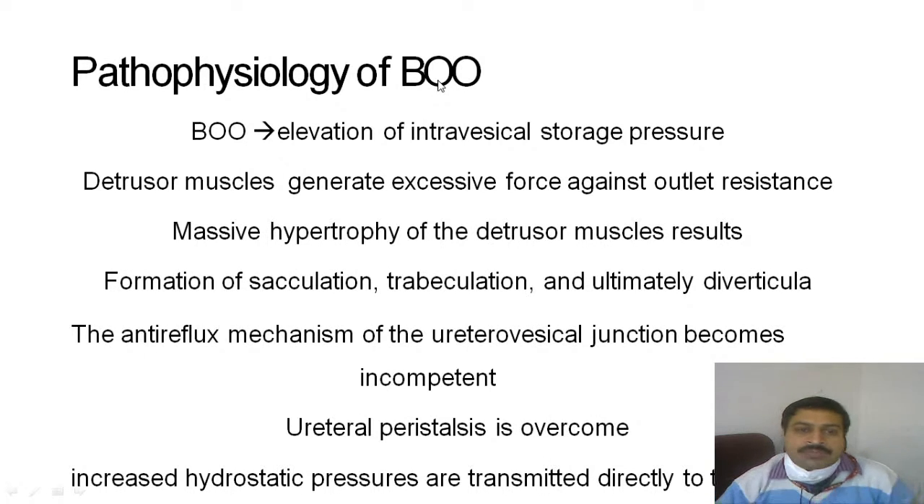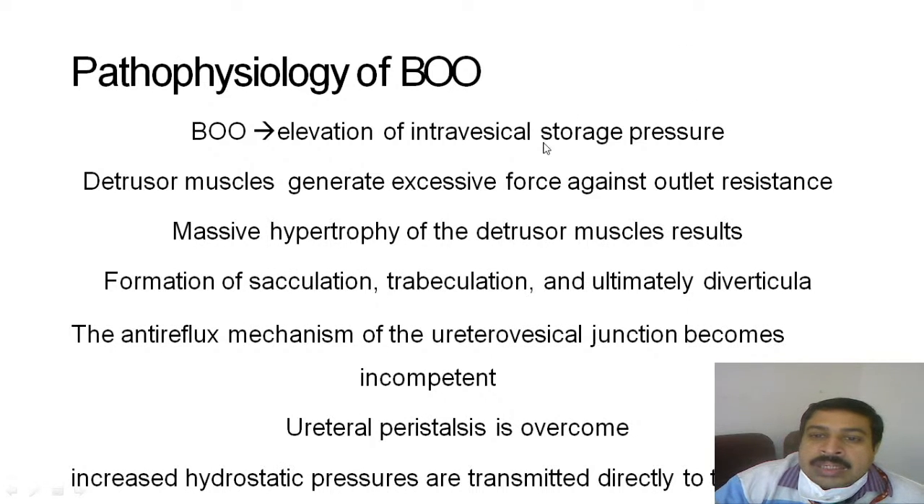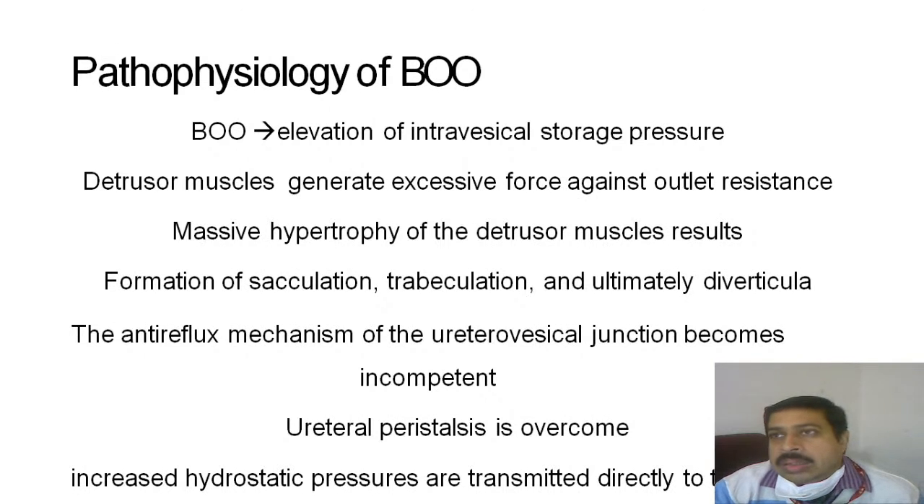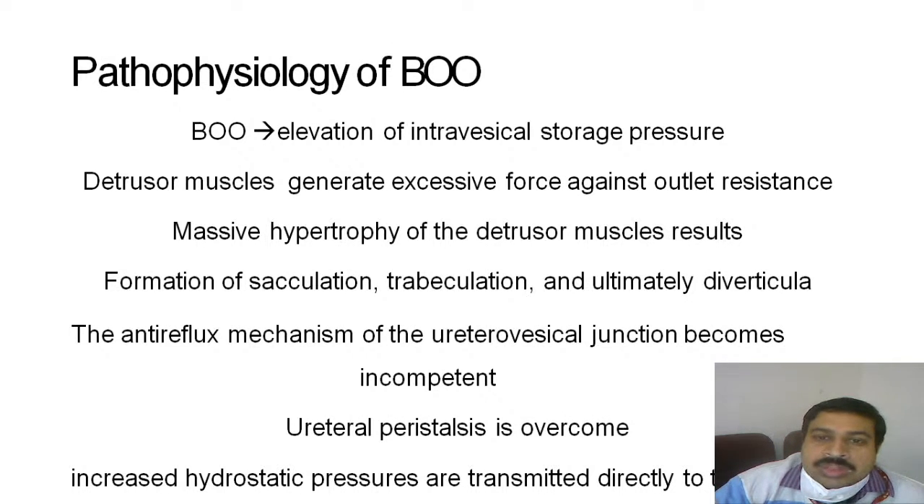In the fetus, what happens if there is obstruction? What would happen? The intravesical pressures would rise, because the bladder is not used to storing urine at high pressure. If somebody asks what is high here, it would be something more than 40 centimeters of water, then it is called a high intravesical storage pressure. That would cause the detrusor muscle, which is nothing but the smooth muscle of the bladder, to generate force.